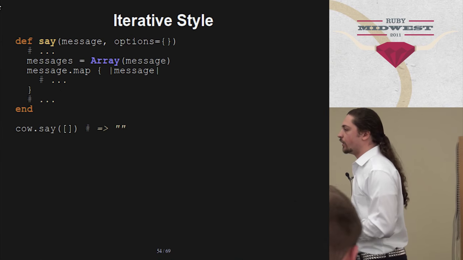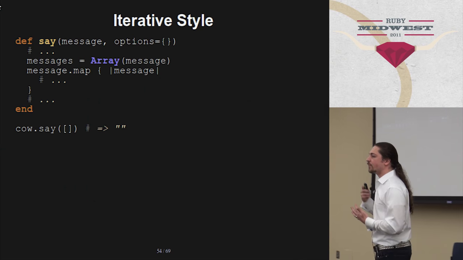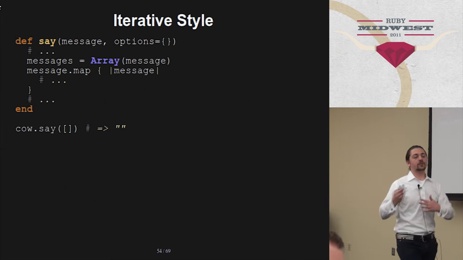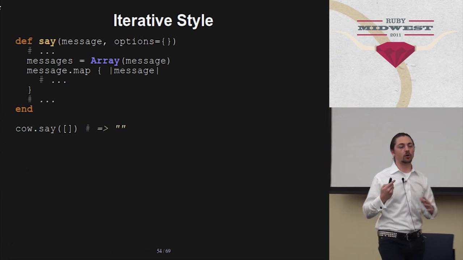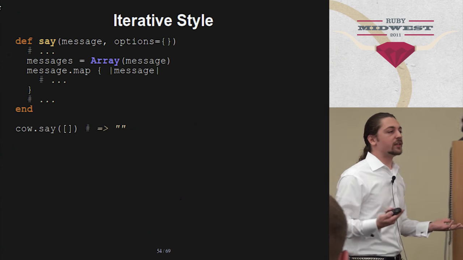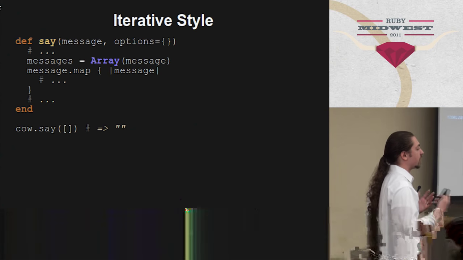Calce uses this style, so messages might be an array of messages. So it just goes ahead and at the very start converts message to an array if it's not already, and then it iterates through that array. And if there is nothing in the array, if it's empty, then nothing happens. There's no exception for that case.